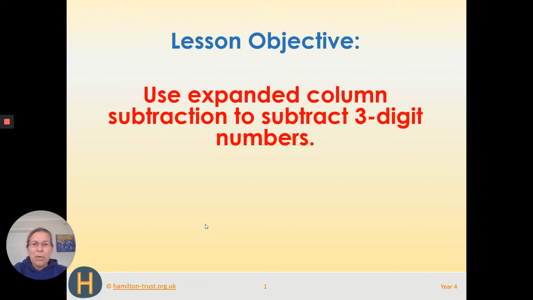Today I'm going to introduce you to our lesson objective for the first lesson. This is going to be to use expanded column subtraction to subtract three-digit numbers. We're going to work through some problems together using the frog method and the expanded column, just so you can see which one suits you best and have a real go.